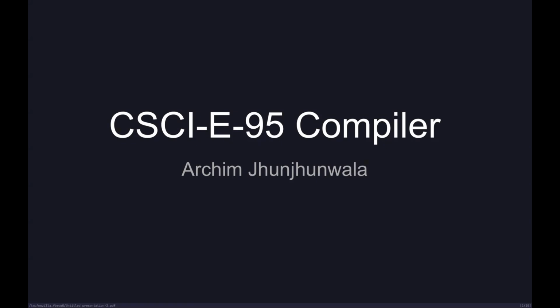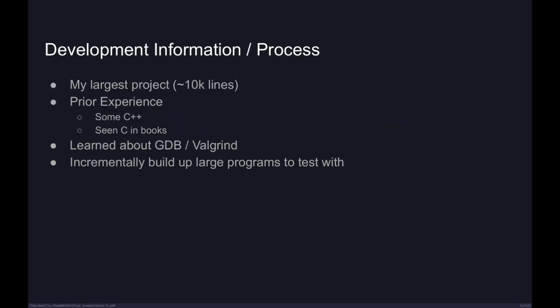Hello everyone, this is the compiler that I've written for CSCI E-95. So first, some information about my development process. This is my largest project by far. It's around 10,000 lines of C code, not including the Flex and Bison generated files.